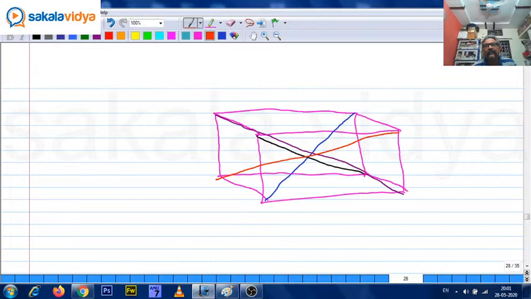4 diagonals. See, these diagonals cannot be parallel. Understood now? Cannot coincide. That's why the angle between these diagonals must be 0 degrees less than theta, theta less than pi. That is the reason. Okay.